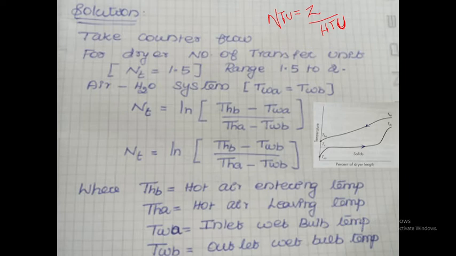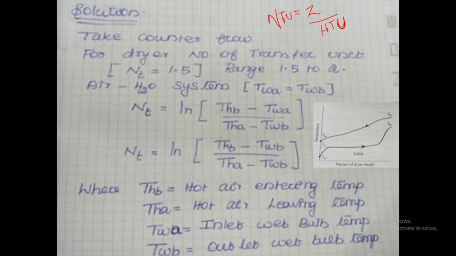Okay. So already I said this problem is a design problem. We are going to design an adiabatic rotary dryer. For this reason we are going to use the number of transfer units, NT, equal to 1.5. Why do we take NT equal to 1.5? The range of number of transfer units for design calculation is 1.5 to 2. So we take any one value from this range. For this calculation we use NT equal to 1.5.